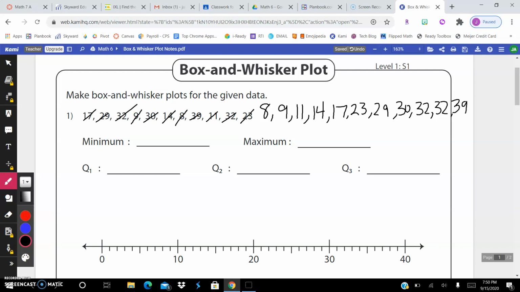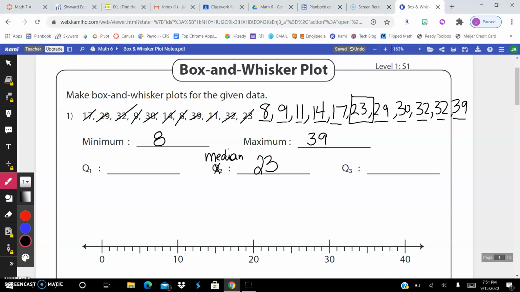Okay, so the minimum is our smallest number, so that is 8. The maximum is our largest number, so that is 39. Q2 is really the median. So I have to figure out what the middle number is here. I'm not going to cross them off because I'm going to need to use them, so I'm just going to underline them as I go. One from the front, one from the back, and I'm going to keep going until I find the middle number. It looks like our middle number here is 23.